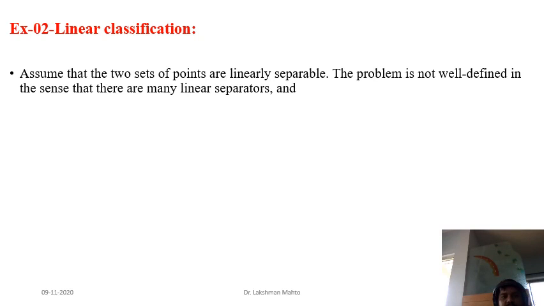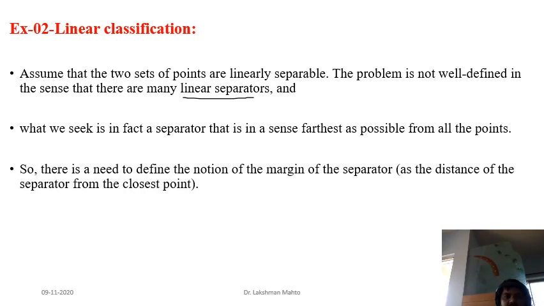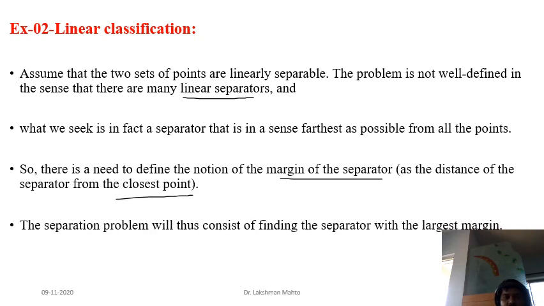Coming further, assume we put the assumption that the two classes of points are linearly separable. Then the problem is not well defined, in the sense that there are many separating hyperplanes or linear separators. So what do we do then? What we seek is a separating hyperplane that is as far as possible from all the points. So there is a need to define the notion of margin of the separating hyperplane. That margin is defined as the distance of the separating hyperplane from the closest point.